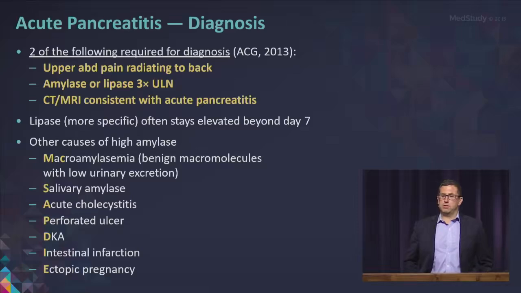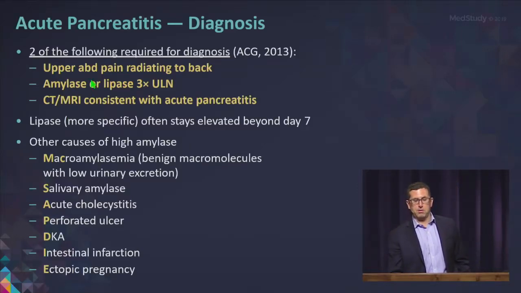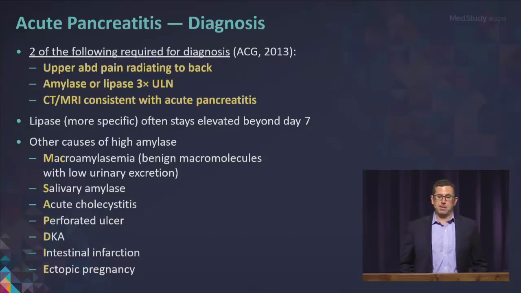In terms of diagnosis, according to the ACG, you really need 2 out of the following 3 criteria. So you need upper abdominal pain radiating to the back. You need an amylase or lipase 3 times the upper limit of normal. And you need a CT or MRI consistent with acute pancreatitis. So you need 2 of those 3 things. The lipase is generally a better test than amylase because it's more specific and it often stays elevated beyond day 7.